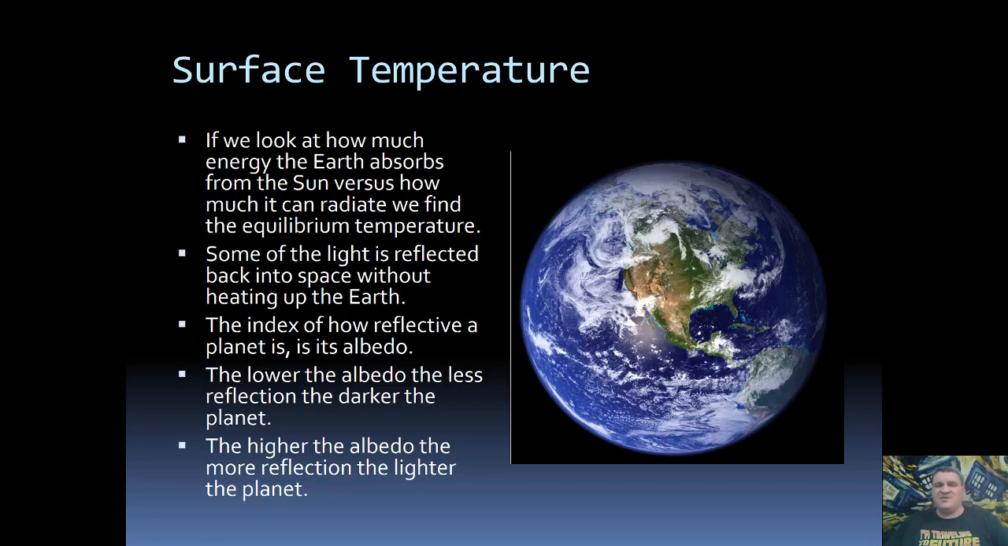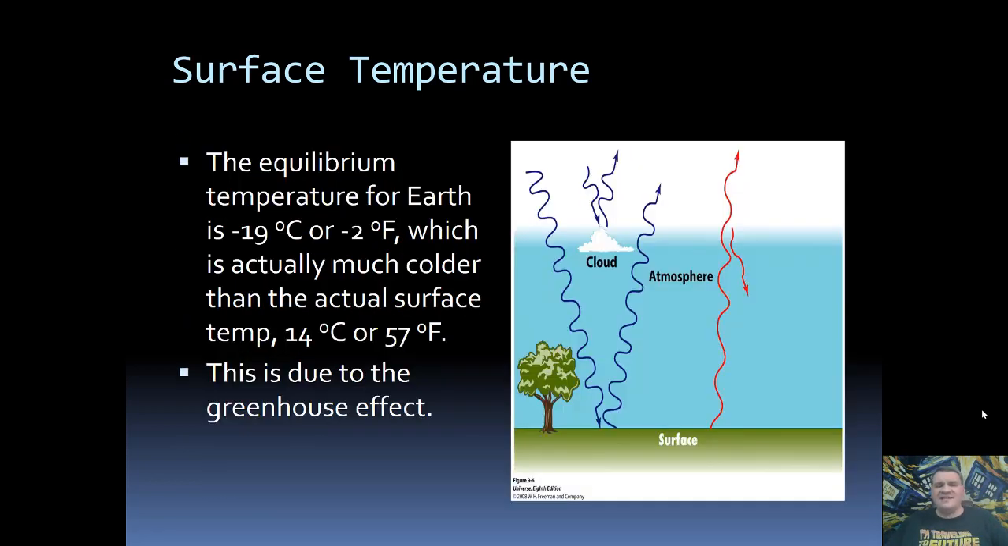Now, the index we use for reflectivity is the albedo of a planet. So a planet with a low albedo is going to have low reflectivity, which means it's going to be dark and therefore absorb a lot of energy and therefore be warmer. A planet with a high albedo means that it is highly reflective, which means it's going to reflect a lot of that energy back into space, and we expect it to be slightly cooler. Well, as we take into account these ideas of reflectivity and how much energy the Earth is getting and radiating into space, we determine the equilibrium temperature.